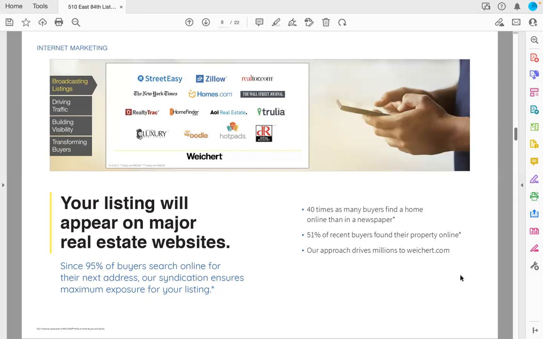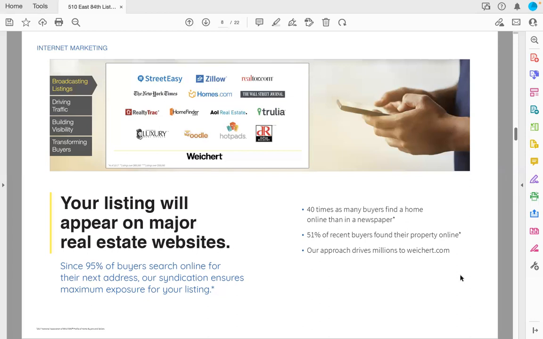I'm not sure if you've seen it, but a lot of hits will come from that as well. And so it will also go to Weichert.com. And basically, 51% of people find the home that they buy online. Again, 95% of people start looking online, 51% of the people find it. So again, we want to make sure that we're on every single possible website.